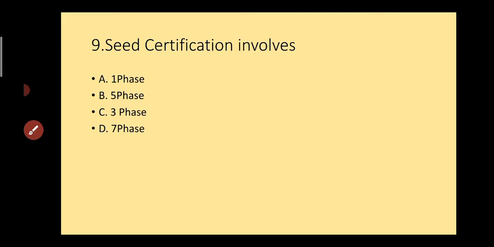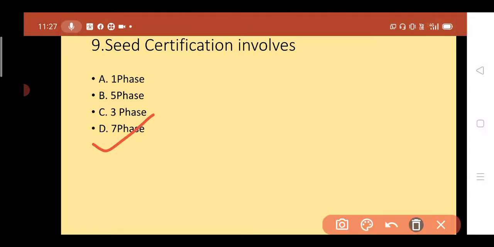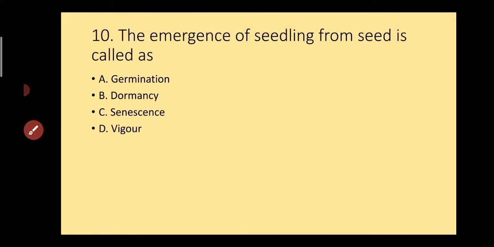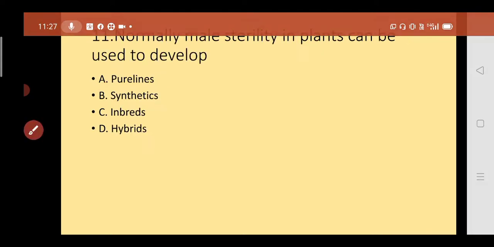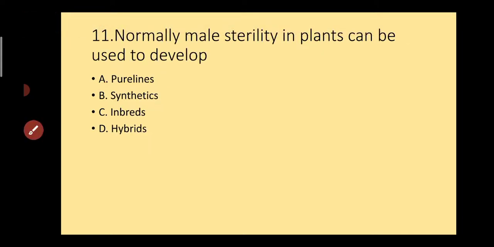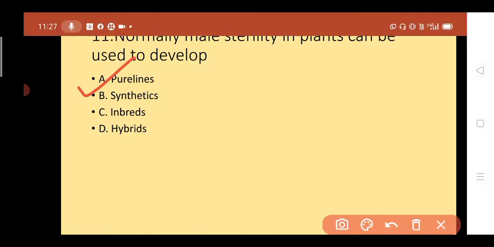Seed certification involves 5 phases. That is, correct answer is B. Now the emergence of seedling from seed is called, not dormancy, but germination. Emergence of seedling from the seed. Normally male sterility in plants can be used to develop hybrids.